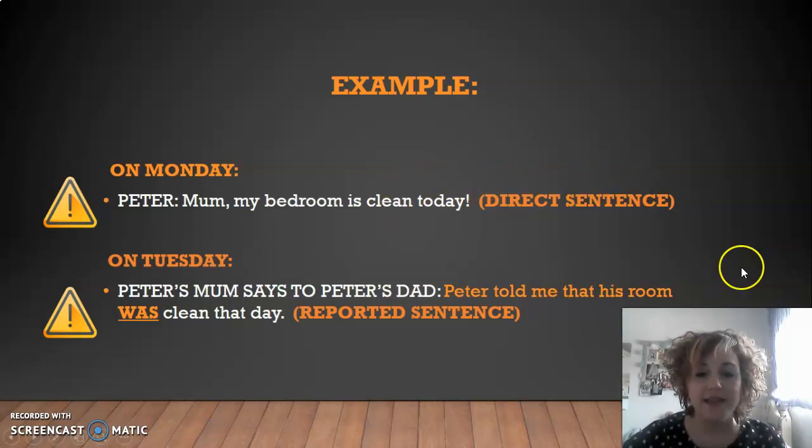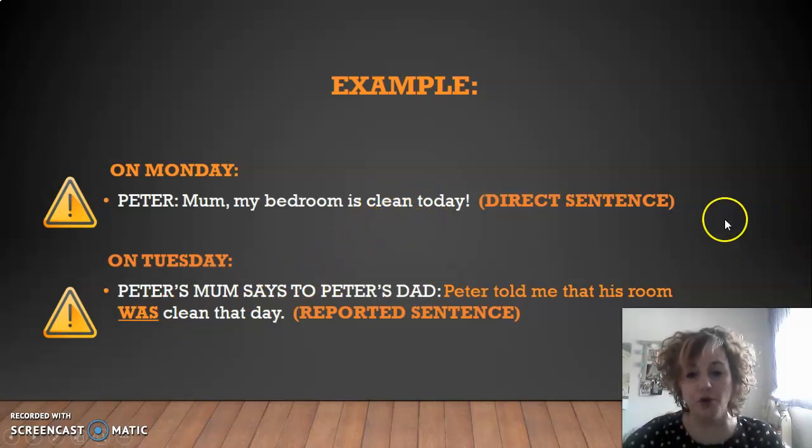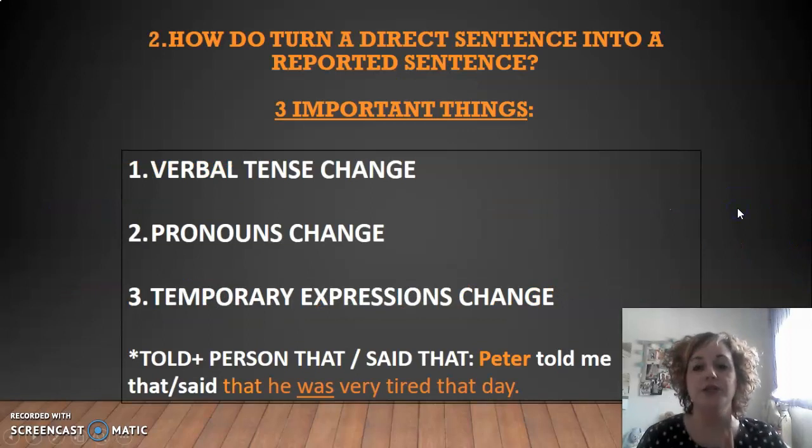So here you can see that there are several differences. First, of course, the subject of the sentence is different because we are saying Peter, the person who talked before, told me his room instead of my room, because it's his, not mine in this case. And is is changed into was, okay? And today is changed into that day.